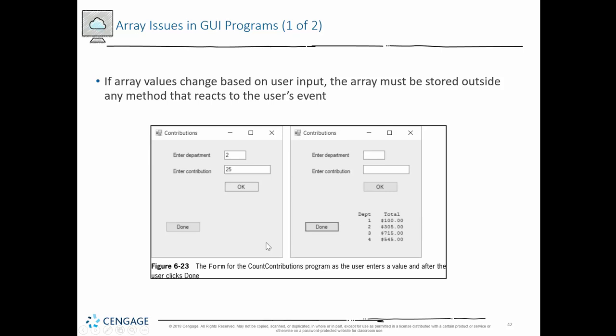All right? Array issues in GUI programs, as we're almost finished here. If array values change based on user input, the array must be stored outside of any method that reacts to the array's event. Again, arrays are going to be more problematic with GUI programs because you're allowing the user much more control over the program, typically, than you do over a non-GUI program.